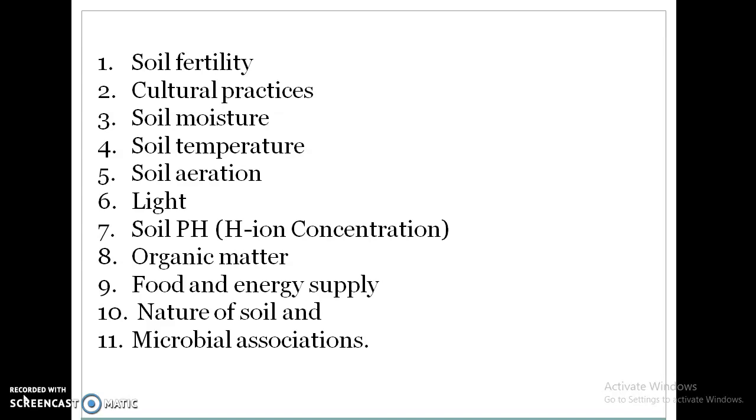The remaining three factors we will discuss in the next topic, that is nutrient cycling in soil.